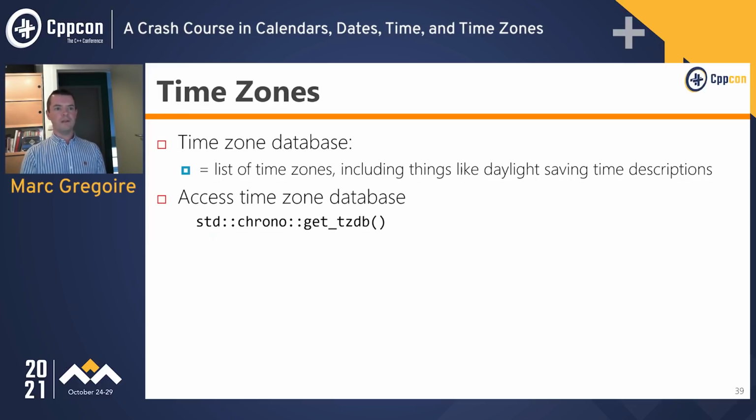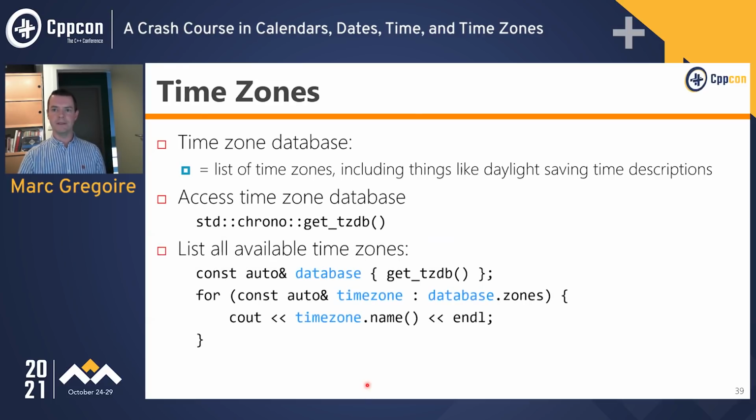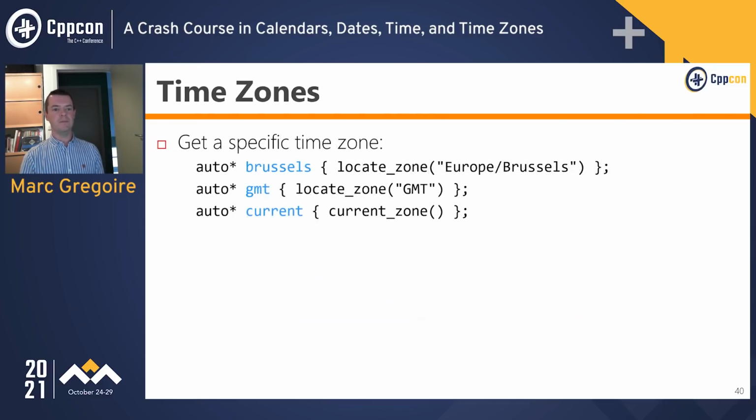And the final part is time zones, which is also new in C++20. To be able to work with time zones, you need a database that includes all the time zones in the world, including things like daylight saving time descriptions. You can get access to this time zone database using get_tzDB. If you then iterate over every time zone in the database, you can output its name, and then you know which time zones your system supports.